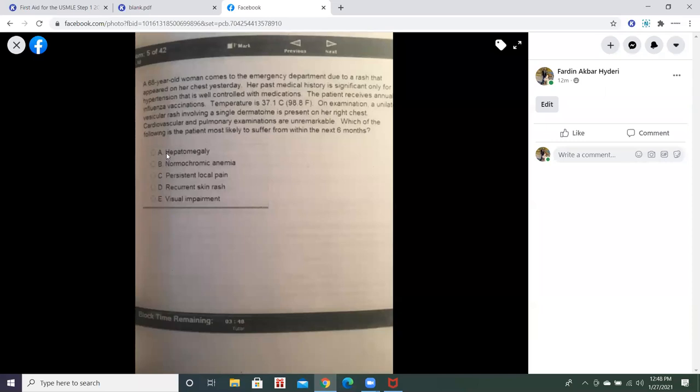Okay, if you guys are ready, what is the correct answer? What is this condition called? Very, very good. Okay. Shingles.